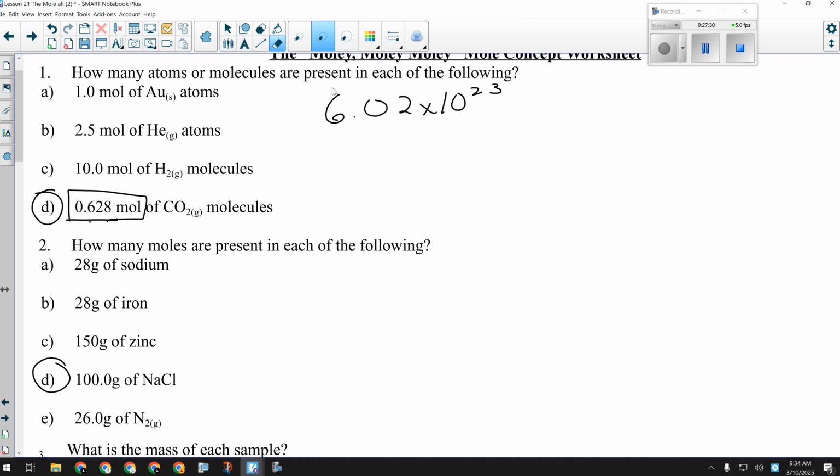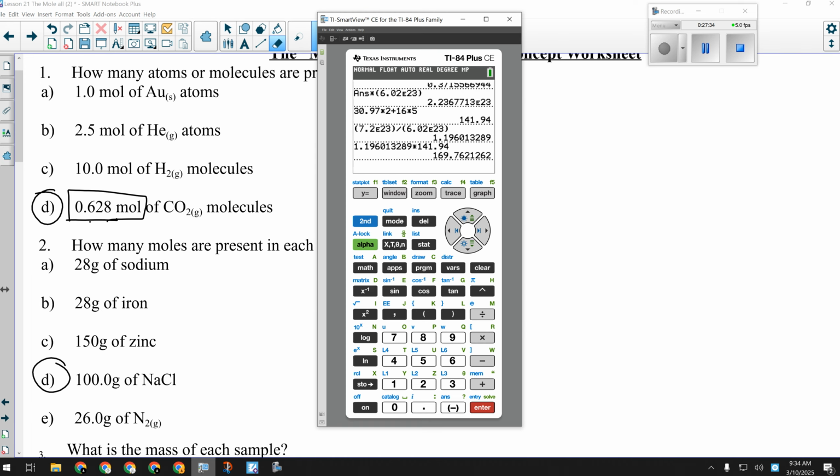Okay, we'll take our 0.628 and multiply it by 6.02 E23. All right, so we're looking at 3.78 times 10 to the 23 molecules.